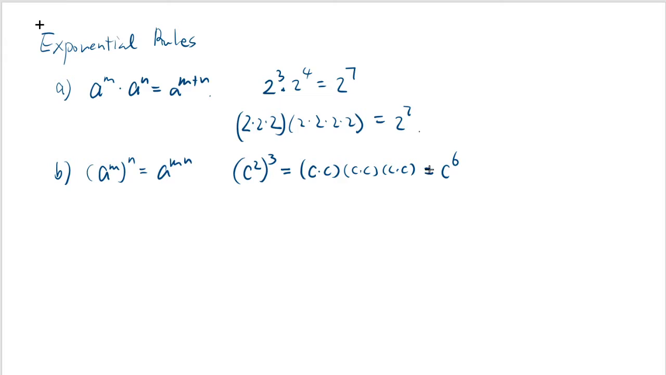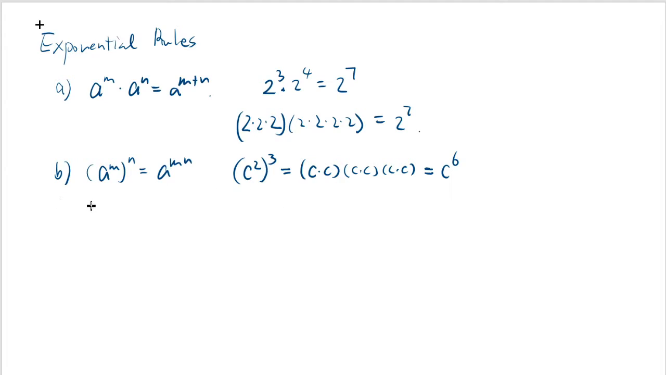Now there's a reason why I use c. It's because you can think of cookies as c. Okay, so let's say you have a bag of cookies, but each bag only has 2 cookies. And you have 3 such bags. How many cookies do you have in all? You multiply them, right? 2 times 3, that's 6.